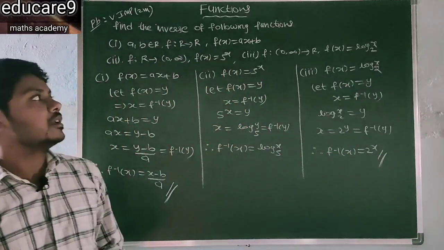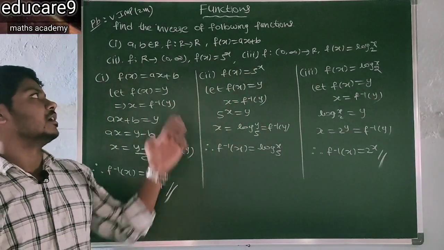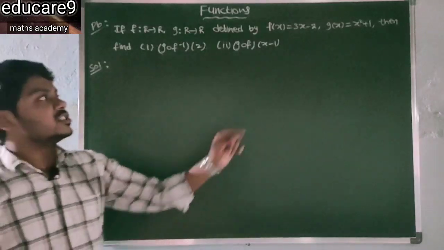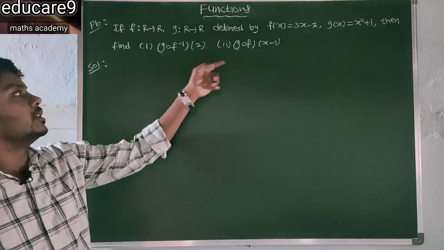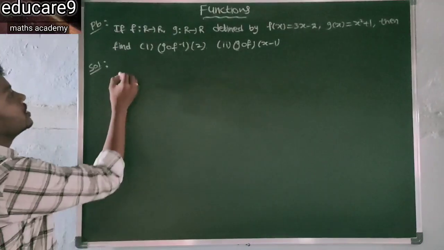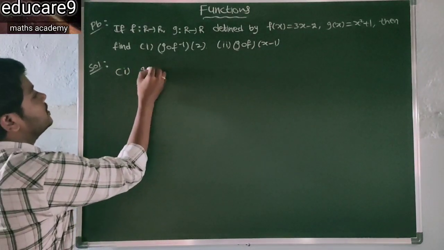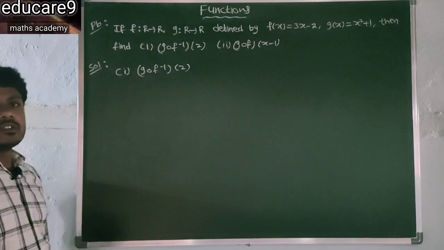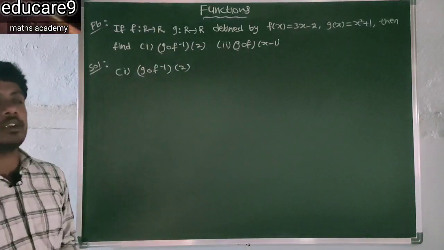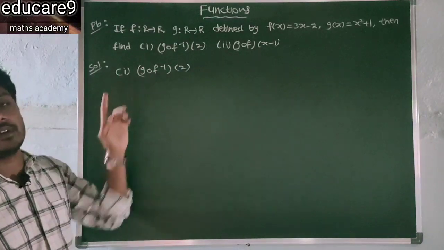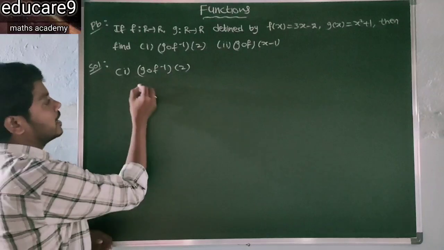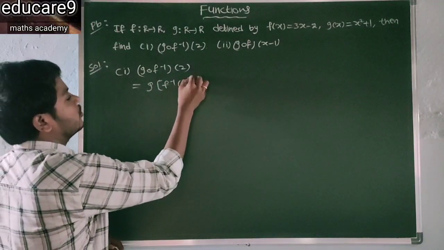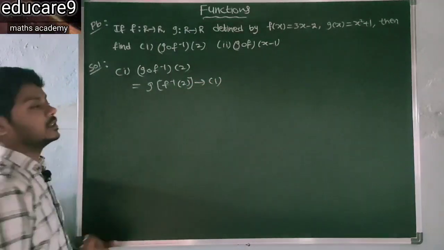So these are the inverse functions of the given functions. See the next one. f and g are given, then find these two. See the first one: g circle f inverse of 2. For finding this value, you want to find the inverse of f of x. See here how to write g of f inverse of 2. So this is equation 1.